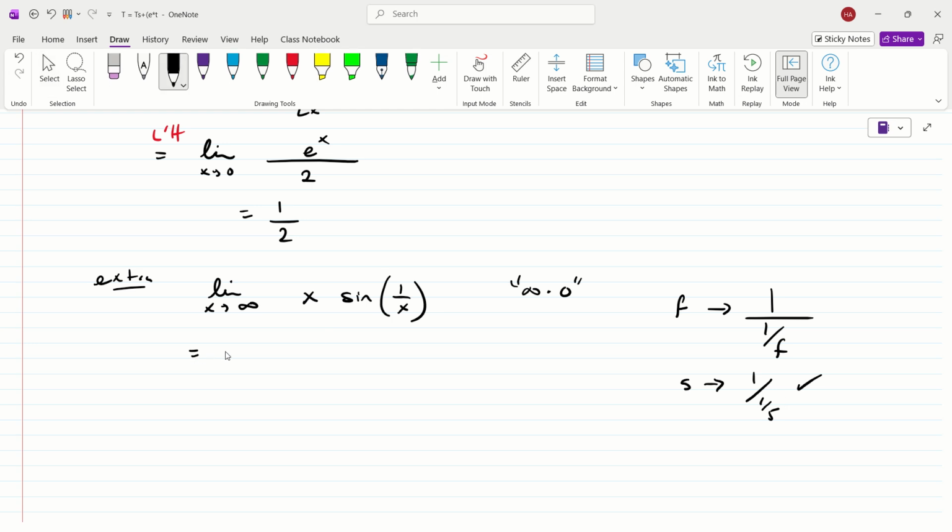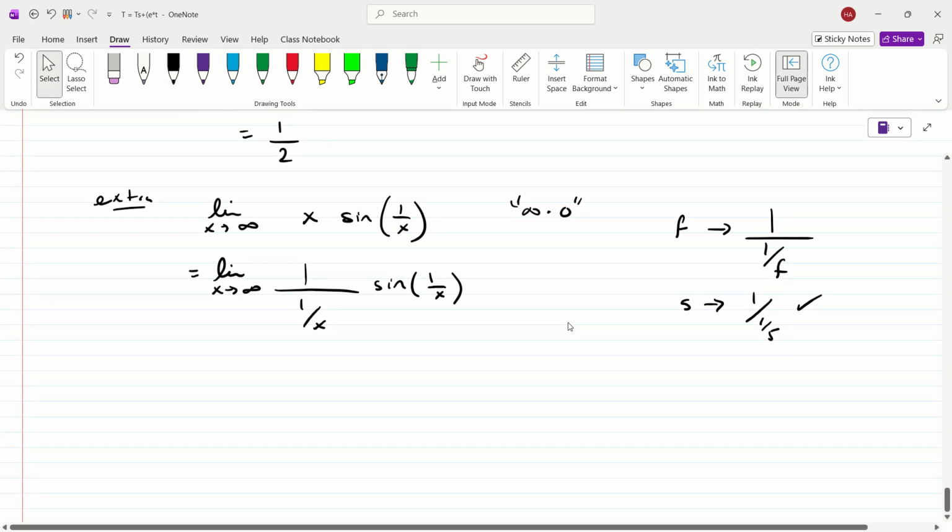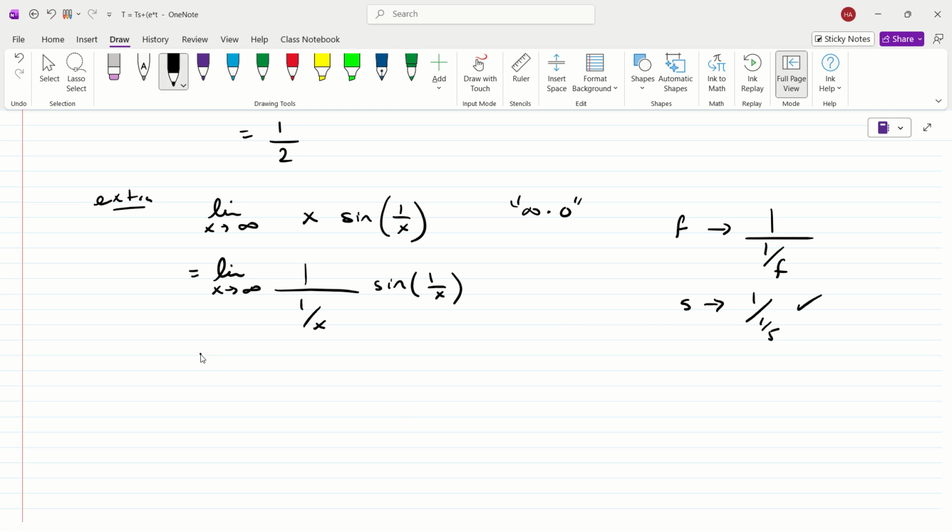Here's the benefit of doing that. We still haven't applied L'Hopital's rule yet. We're just making this expression look a little different from what it started off to be. So I took that x and I have rewritten it as 1 over 1 over x. This is the same thing as the limit as x goes to infinity of the sine of 1 over x on the top, and on the bottom 1 over x.